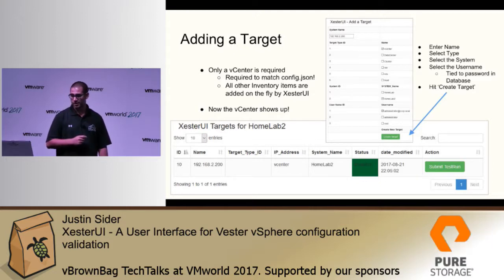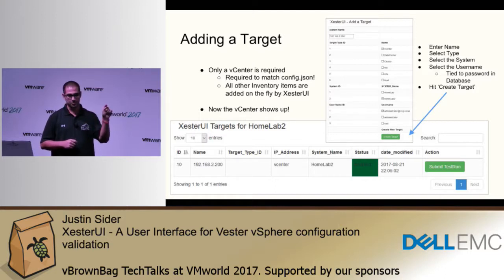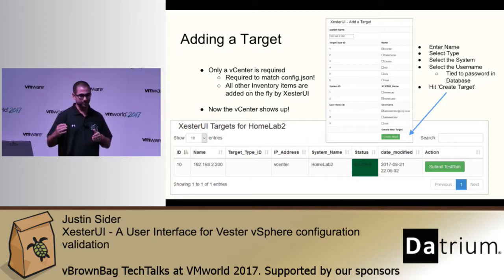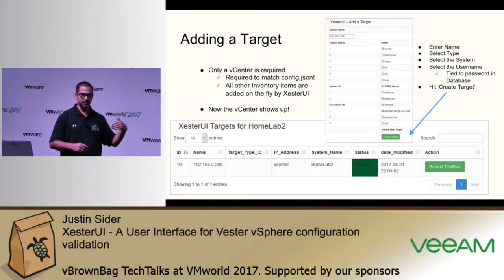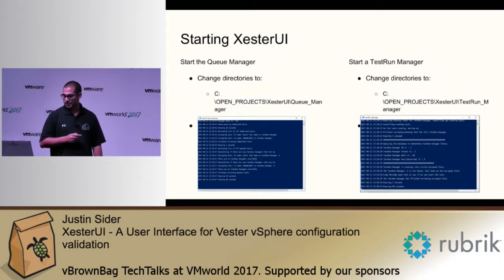So here's the add target menu. You're going to enter the IP address, select the vCenter option, select the username. So I have a table that stores username and password. So I'll actually pre-populate a list where you just select the username that you want to use. So I'm not going to display the password in the UI. And then once you create the target, you'll see it show up at the bottom. So on the context menu on the left-hand side, you can hit Systems. When you see System, you'll then be able to see which system we're talking about and be able to submit a test run.